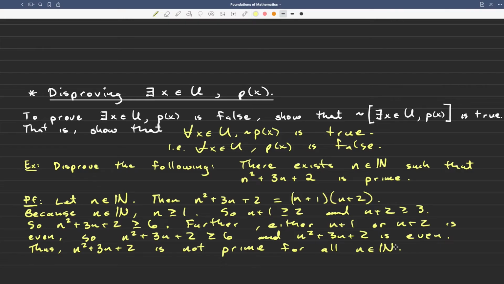So see, we have disproven that there exists a natural number n such that n squared plus 3n plus 2 is prime, because we considered all possible natural numbers and proved that for none of them is that expression prime. All right, so the moral of the story here is that to disprove something, all you need to do is prove the negation of it is true. So disproving something is really just proving something else, proving the negation is true. It's not really a different thing altogether. Disproving something is just proving the negative.